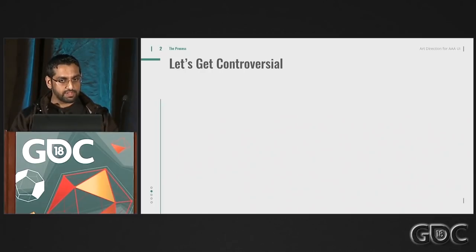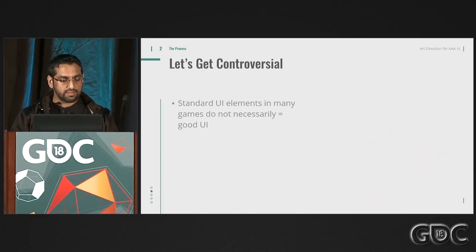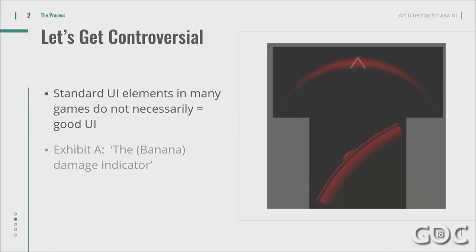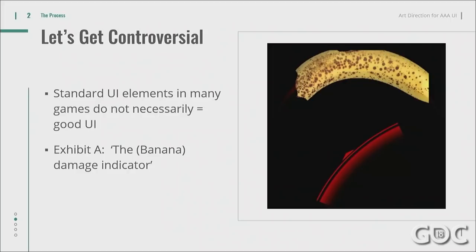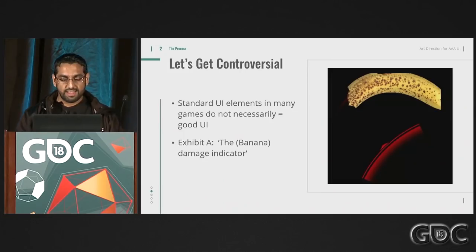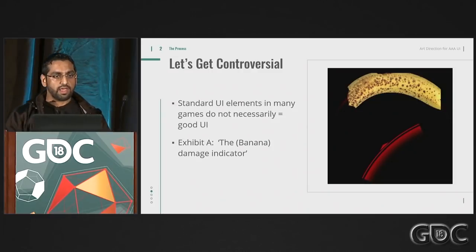I want to get a bit controversial here. So there's some standard UI elements that a lot of games use. And just because everyone's doing them doesn't mean that that's actually a good thing. Example here is the damage indicator, which you see in a lot of games. I like to call it the banana because it looks like one. But I don't think this is actually a good UI element.